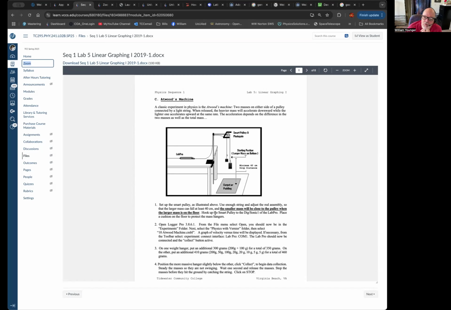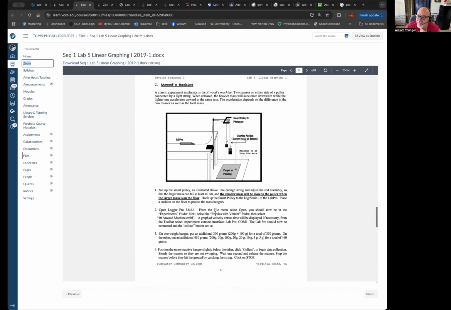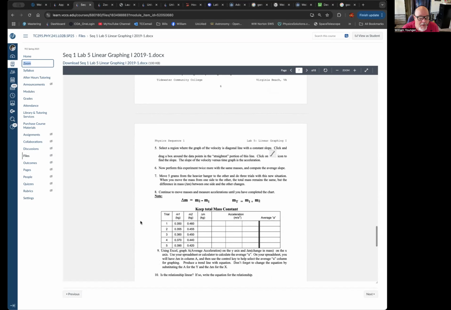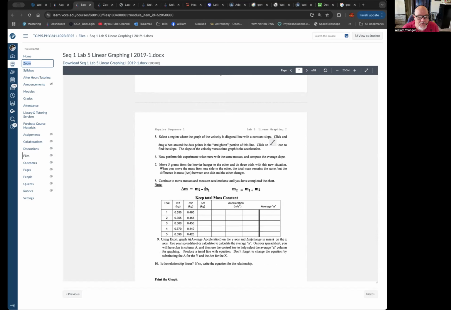When all that's done, you can figure it out, and hopefully you will verify exactly the answers that I got for you on the Atwood machine when I worked it out in symbol form. All right, so here's where you're going to put those masses. You can see M2 minus M1, that's the delta.